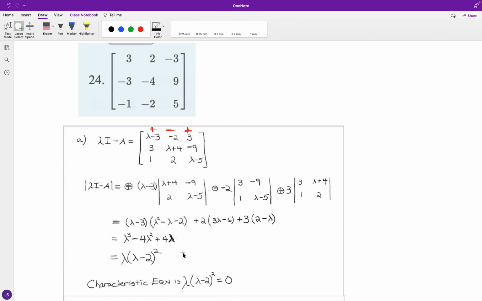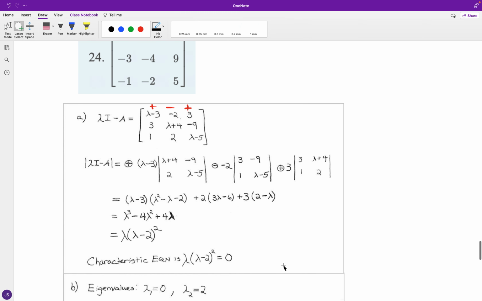And we have greatest common factor is lambda, and for lambda squared minus 4 lambda plus 4, that is going to be a perfect trinomial. That is going to be a perfect square, and so we have the square of lambda minus 2. So the characteristic equation is going to be lambda times the square of lambda minus 2 is equal to 0. And this will be the backdrop to the eigenvalues.